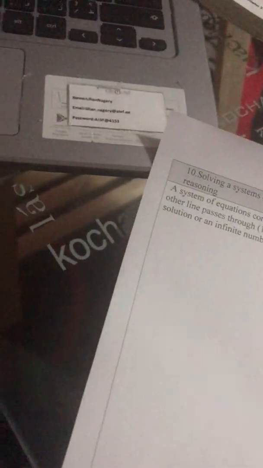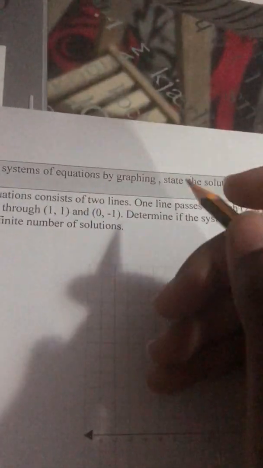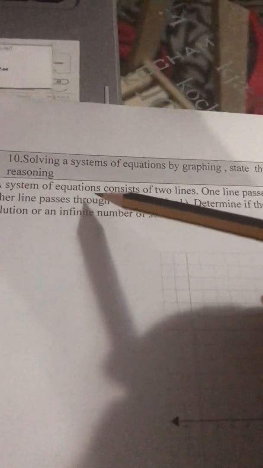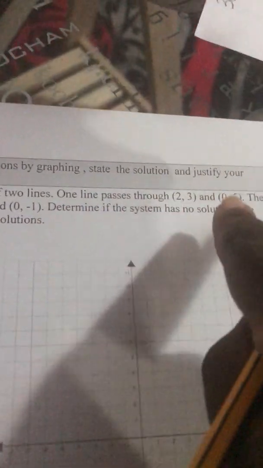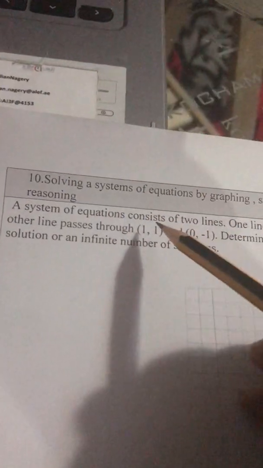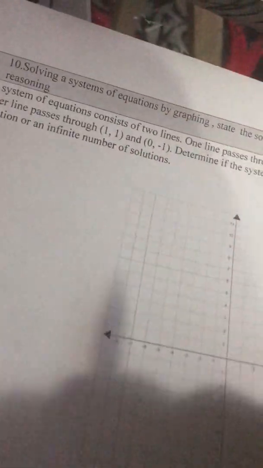All right, the last one. Here now, they didn't give you equations. They gave you points. They didn't tell you to write them, so I'm not going to write the equation because the question did not say that. So let's read. A system of equation consists of two lines. One line passes through 2, 3, and 0, 5. The other line passes through 1, 1, and 0, negative 1. Determine if the system has no solution, one solution, or infinite number of solutions.